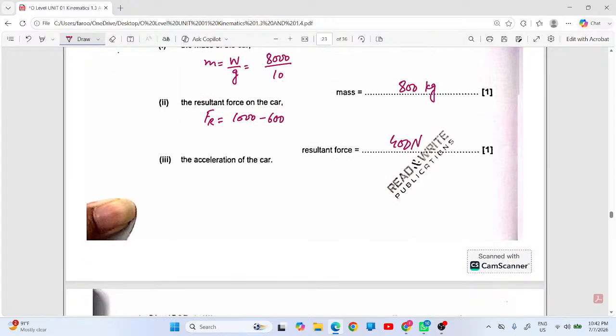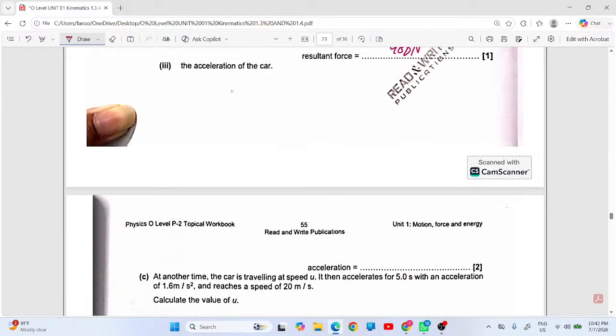Acceleration of the car: F equals ma, so a equals F over m. You have to take the resultant force, this is important. 400 over the mass, which is 800, not 8,000. So the answer is 0.5. This is the net force or resultant force. The unit of acceleration is meter per second squared.